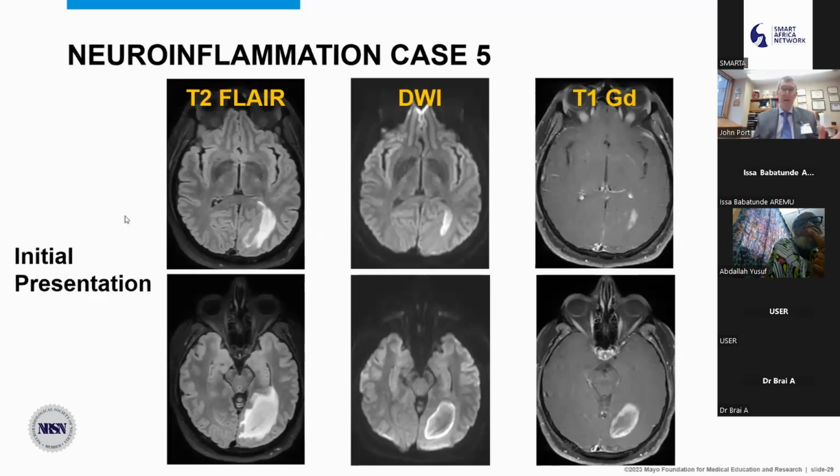So they had right-sided blindness. And here you can see this process going on in the left occipital lobe. Diffusion is bright, and you might say, well, this is an infarct, but it's not, because it doesn't go to the cortex. It just stays in the white matter.